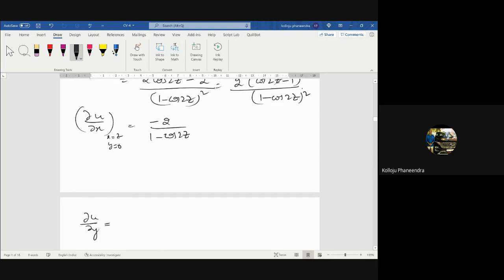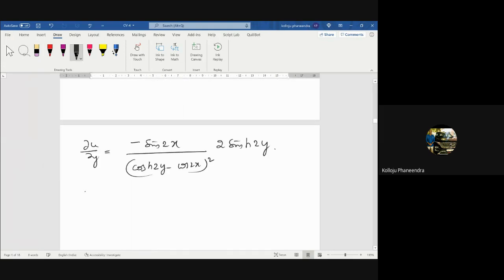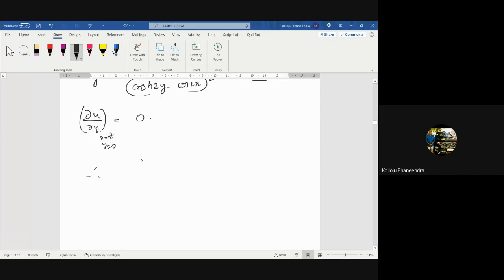∂u/∂y, what is the function actually? Sin 2x over cosh 2y minus cos 2x, whole squared. The numerator is a function of x, treated as constant. So I can write minus sin 2x by (cosh 2y minus cos 2x) whole square, and the cosh 2y derivative is 2 sinh 2y. Now ∂u/∂y at x equal to z, y equal to 0. What is this? Sin 0, 0. Still, if you don't remember the formula, you proceed like this.